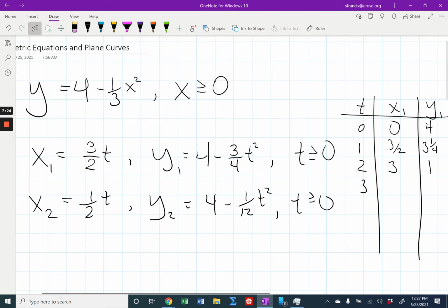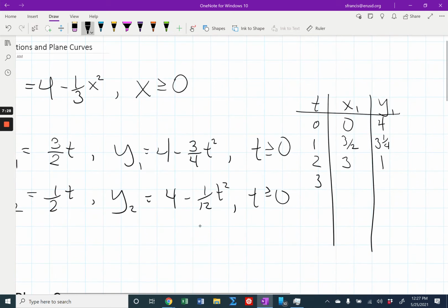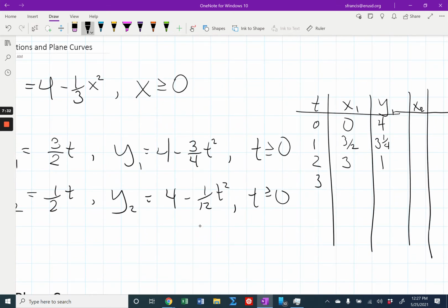In fact, it might be worth doing. So let me make another couple columns here, X2 and Y2. It's going to be real skinny so I can fit them on the screen. This is 0, 4 again, but now when I plug in 1, we're going to get a half. When I plug in 1 over here, we're going to get 3 and 11/12. So it hardly moved down after 1 unit of time.